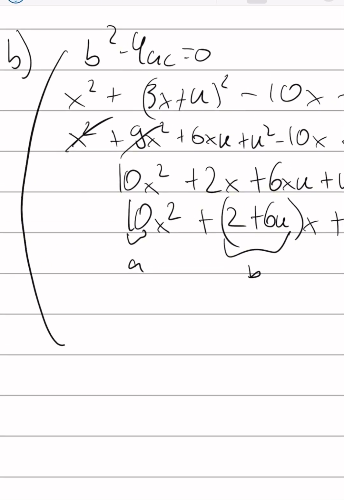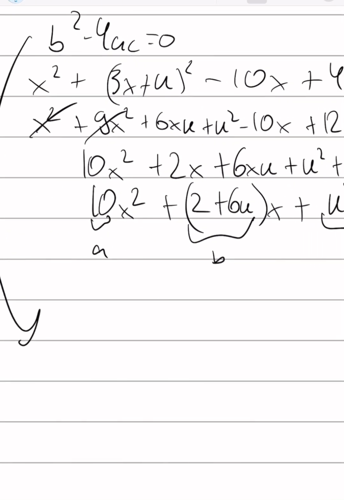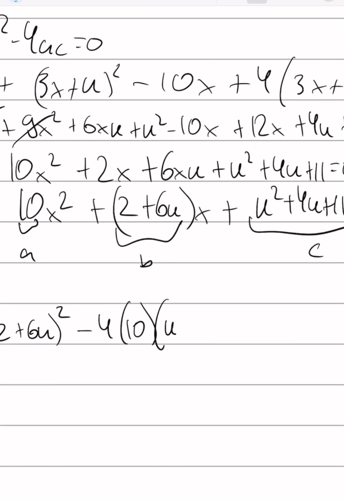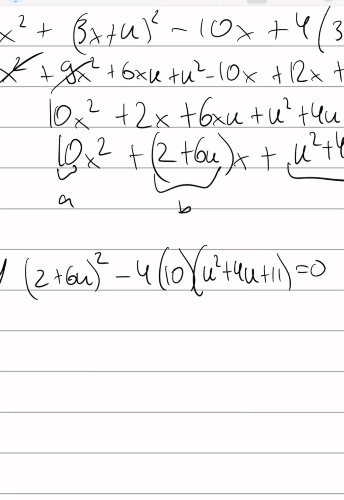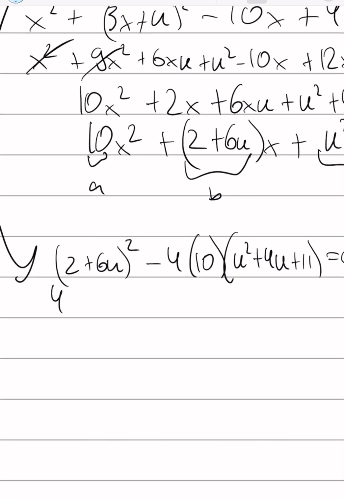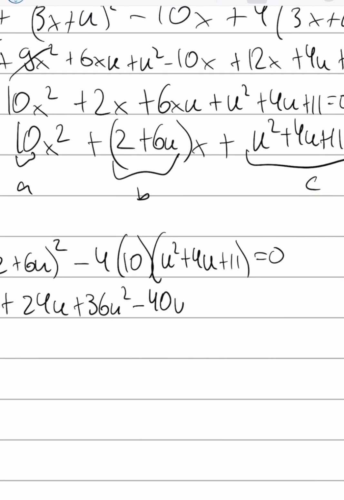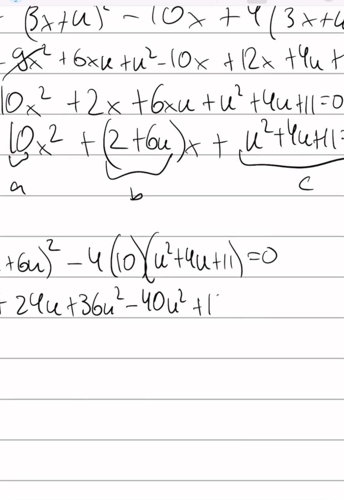So subbing it into this form, it will give us b squared minus 4ac has to equal 0 as it's only touching once. Therefore, this will be plus 36k squared minus 40k squared plus 1 minus 160k minus 440 equals 0.